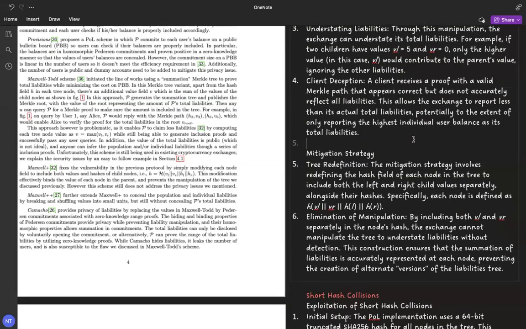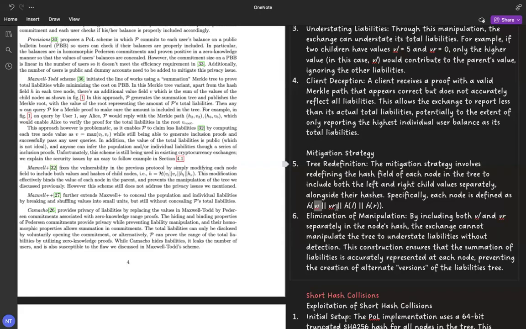So here the authors propose a mitigation strategy by redefining the tree, and in this redefinition they include the values from the left and right in the parent node as is, instead of the summation. So this will successfully eliminate the summation attack that we have seen above.